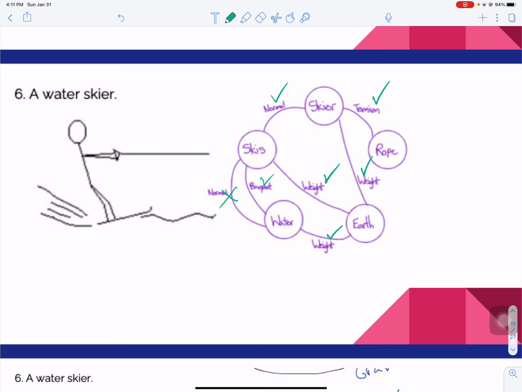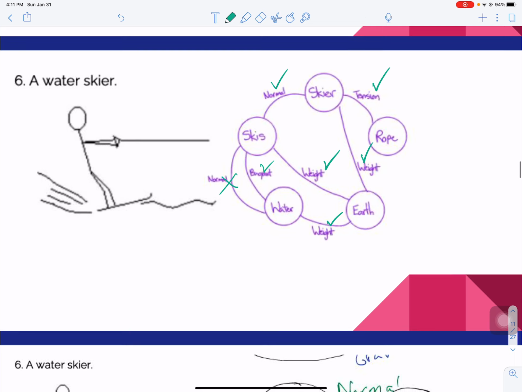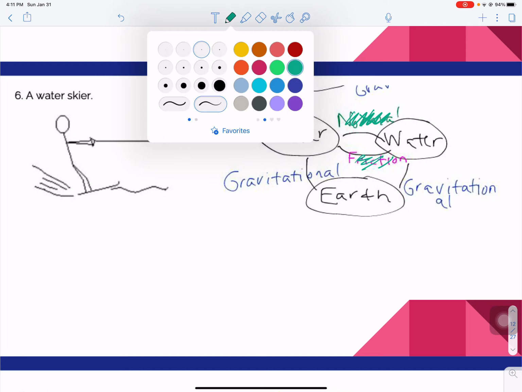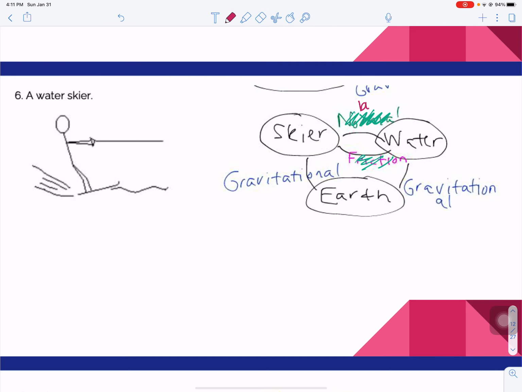Normal force, you have to have two solid objects pushing against each other. Okay, skier and water, not normal force. We would call it buoyant. And again, no friction. We're going to call this drag. Okay, let me make some corrections. So this should be buoyant. And this should be drag. Again, you do not need to put drag in, but if you do, you can call it drag. We are missing the rope. Okay, so rope. And that we're going to have tension.